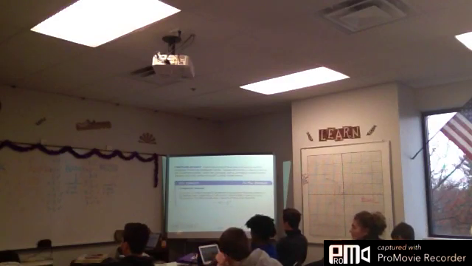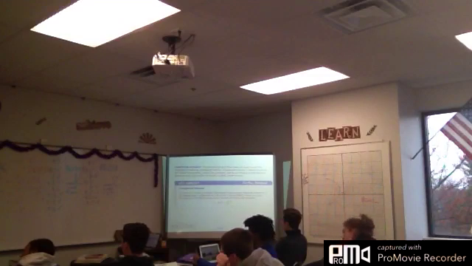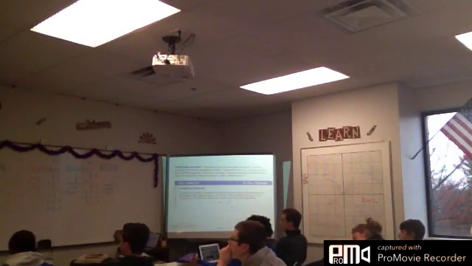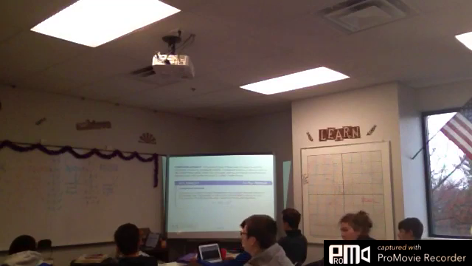Compound interest says A equals P times 1 plus R over N to the NT power. What do you think R stands for? Rate. What does N stand for? Number of times per year. So if they say quarterly, it's 4. If they say monthly, it's 12. And then T is your time in years again.